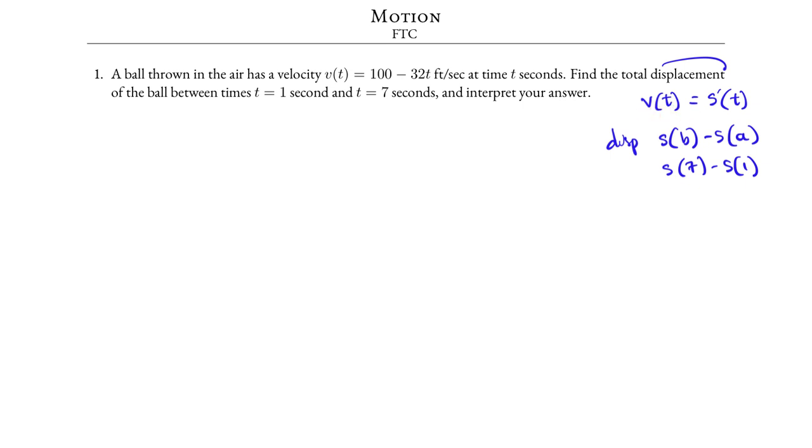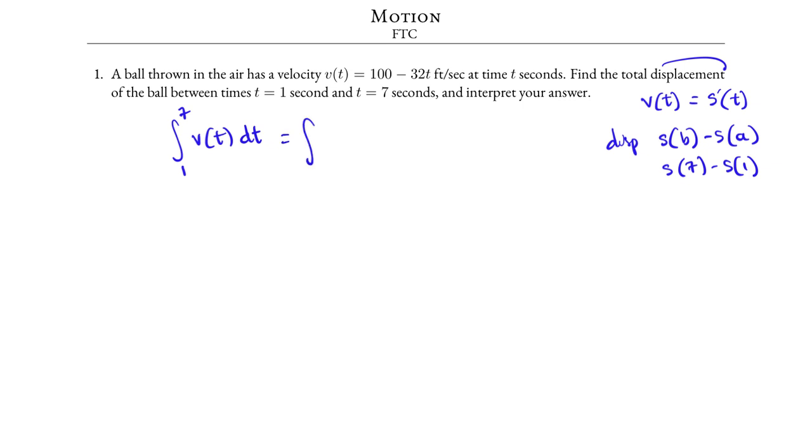Since the velocity is the derivative of the position function, to find the displacement, or the change in the position, we integrate the velocity. The variable of integration is t. We will integrate v of t dt from t equals 1 to t equals 7. This will give us the displacement.